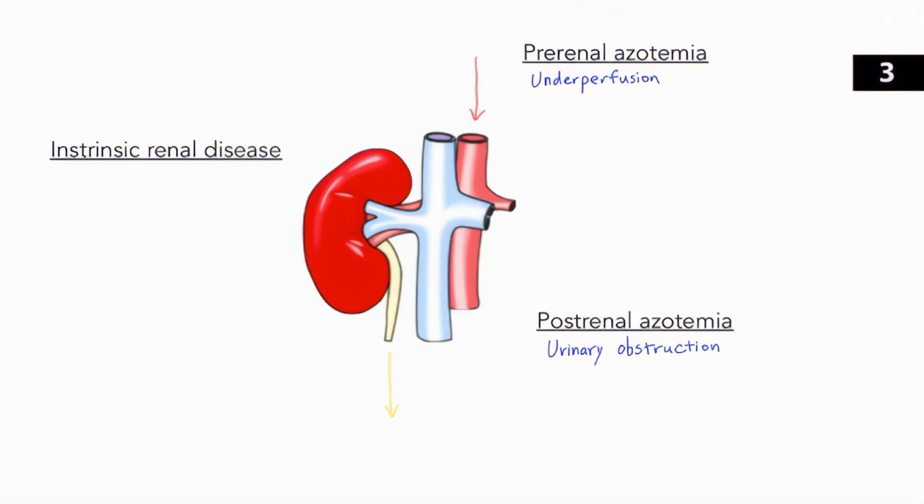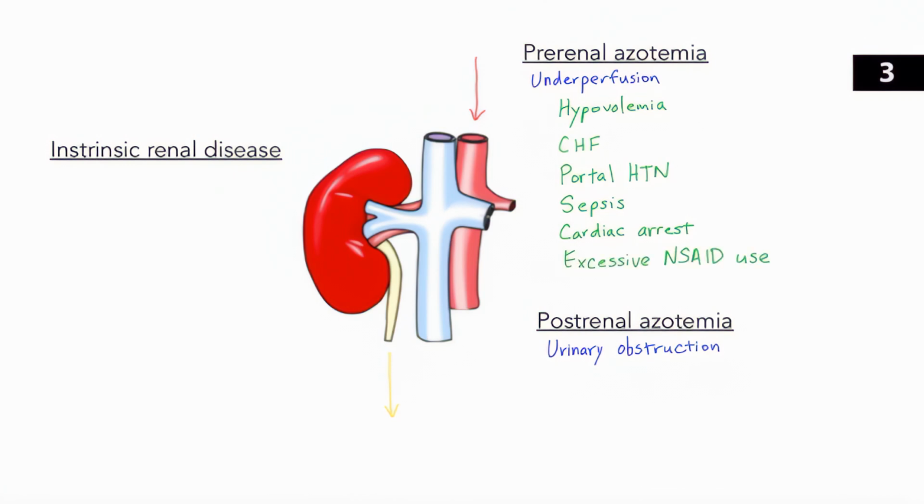Pre-renal azotemia is very common, especially in hospitalized patients. Causes include things like hypovolemia, such as acute blood loss or diarrhea. Or you might see pre-renal azotemia from hypotension, such as in the case of CHF and decreased ejection fraction, or from portal hypertension and arterial vasodilation. Sepsis or cardiac arrest can also lead to hypotension and pre-renal azotemia. And you might even see it from excessive NSAID use, because NSAIDs inhibit prostaglandin synthesis and lead to some vasoconstriction of the afferent arterioles. But the bottom line is that there's underperfusion of the kidneys.